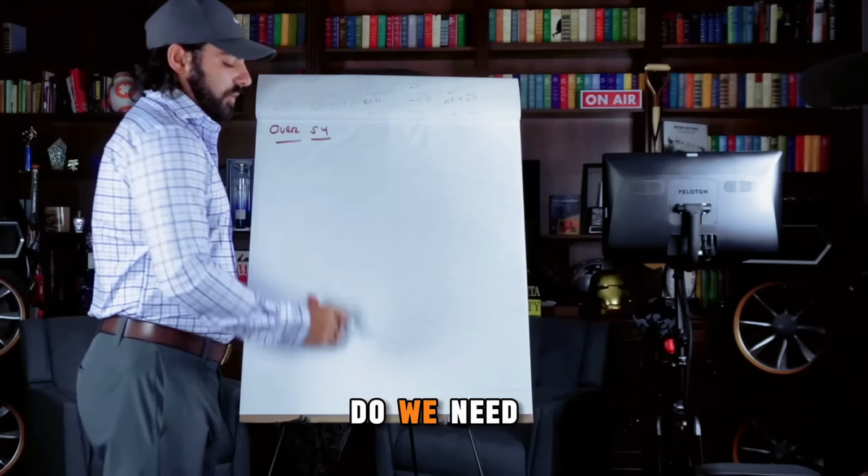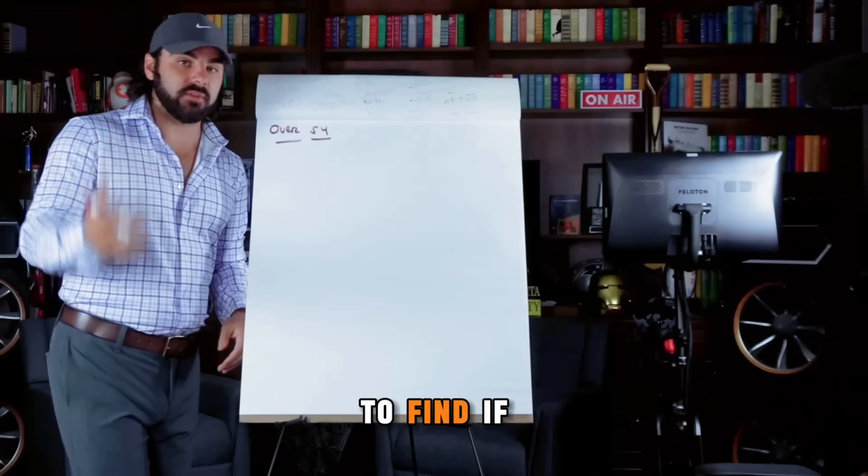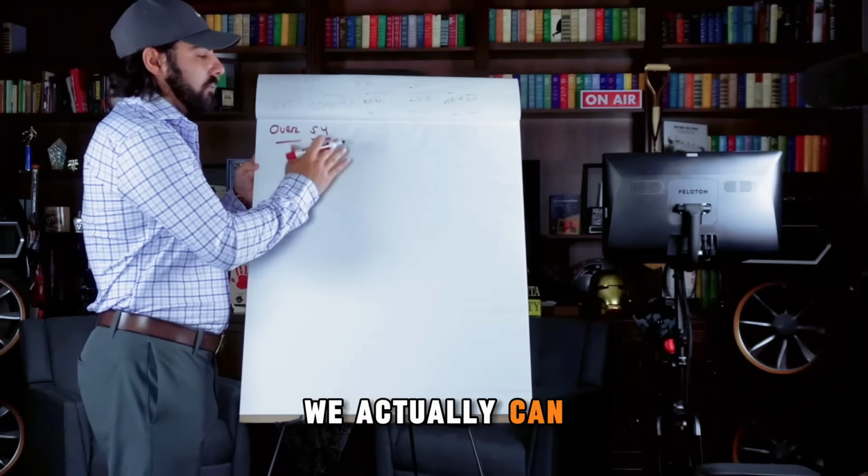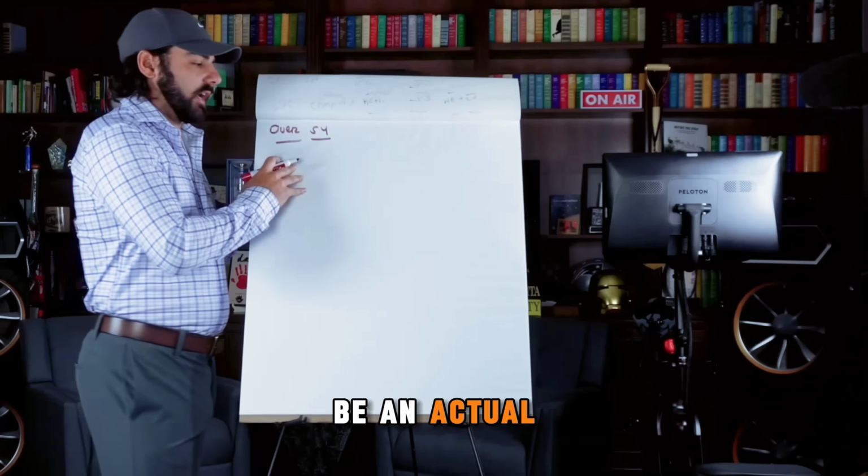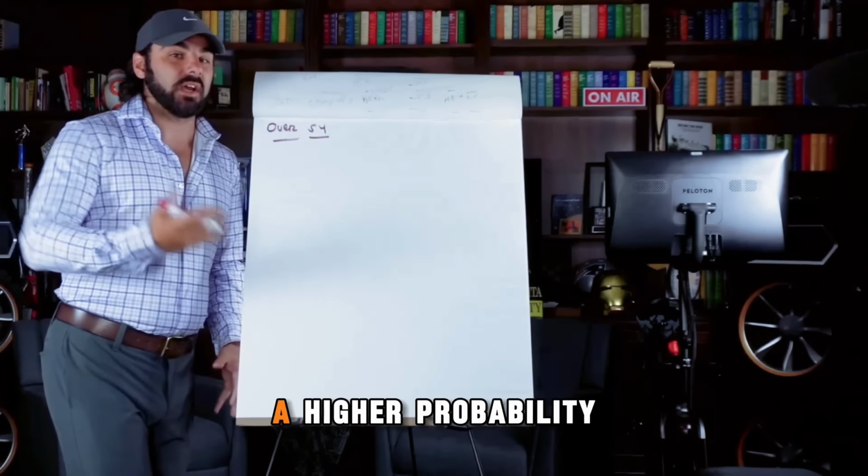So we're looking at the over 54 right now. Now, what stats do we need to look for to be able to find if we actually can make a play on this, and if it'll be an actual favorable matchup and give us a higher probability?